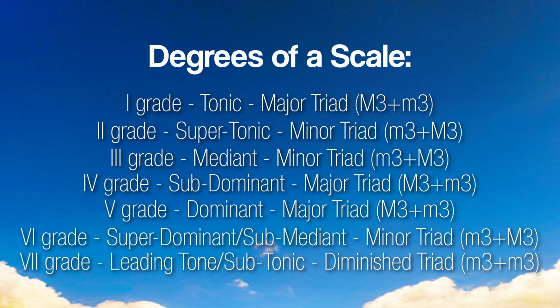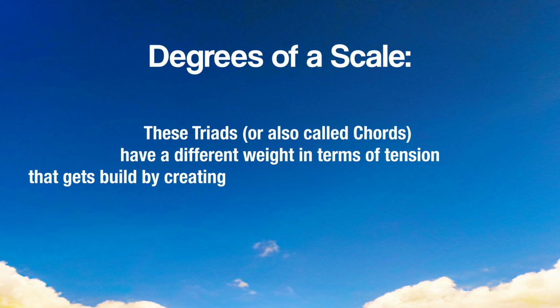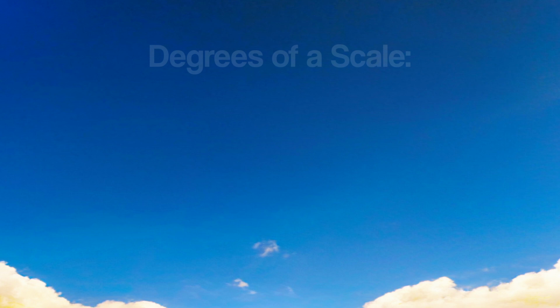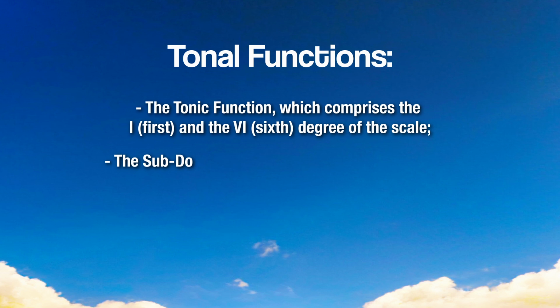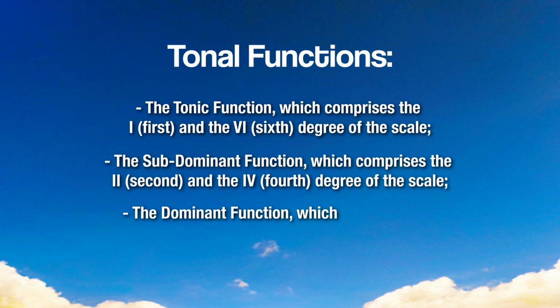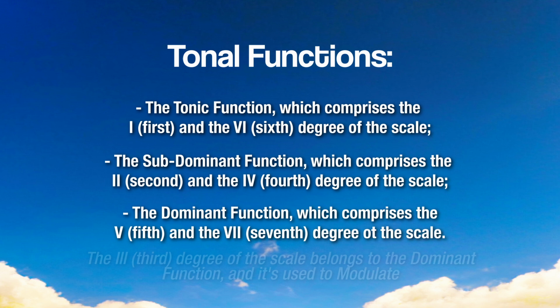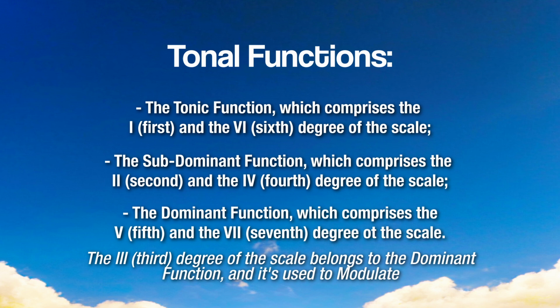These triads, also called chords, have a different weight in terms of tension that gets built by creating relations between the different degrees. There are three main categories in which we can allocate the different grades of a scale: the tonic function, which comprises the first and the sixth degree of the scale; the subdominant function, which comprises the second and the fourth degree; the dominant function, which comprises the fifth and the seventh degree of the scale. This leaves out the third degree of the scale, which will be discussed later on, as it has a particular function that will be used to modulate.